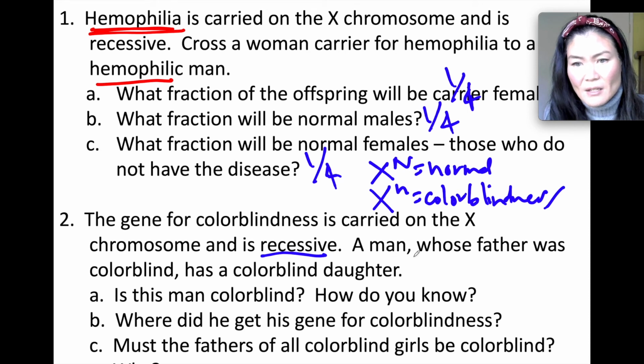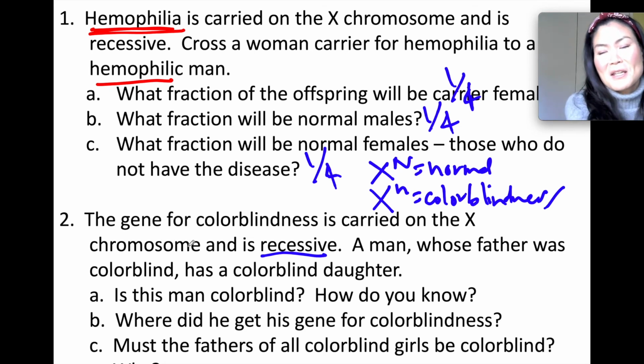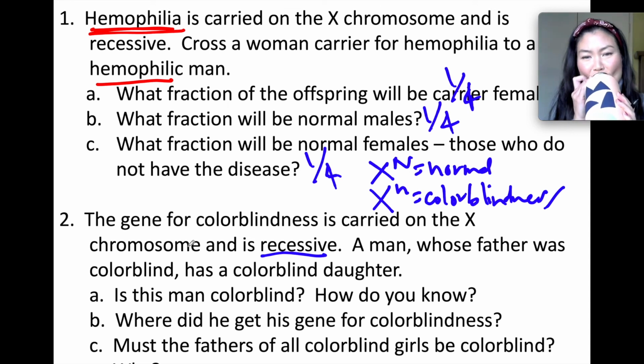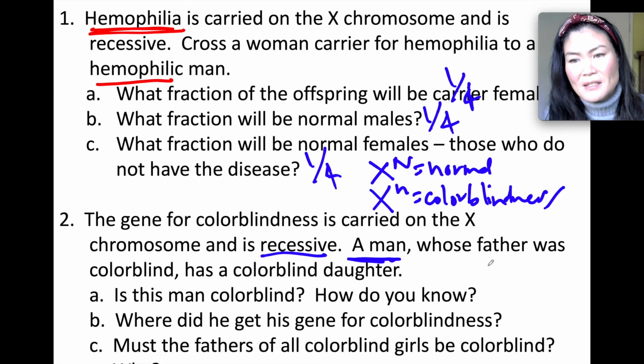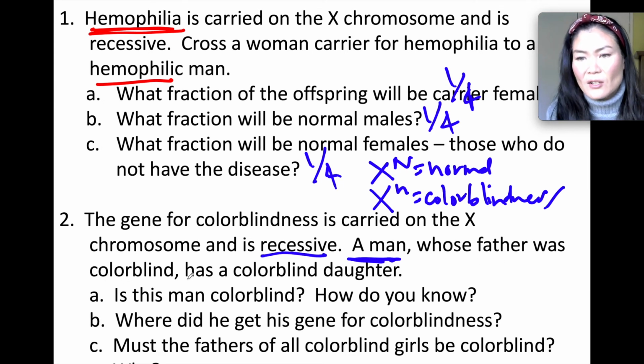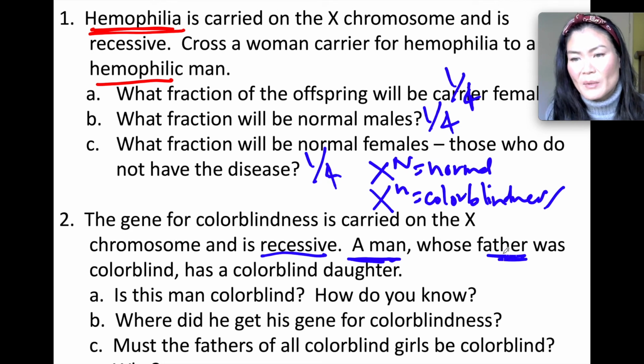Let's see, a man whose father was colorblind has a colorblind daughter. Is this man colorblind? How do you know? So this is the man that we're talking about right here. His dad was colorblind. So let's figure this out. If his dad is colorblind, what's his genotype? It's going to be X little n Y.